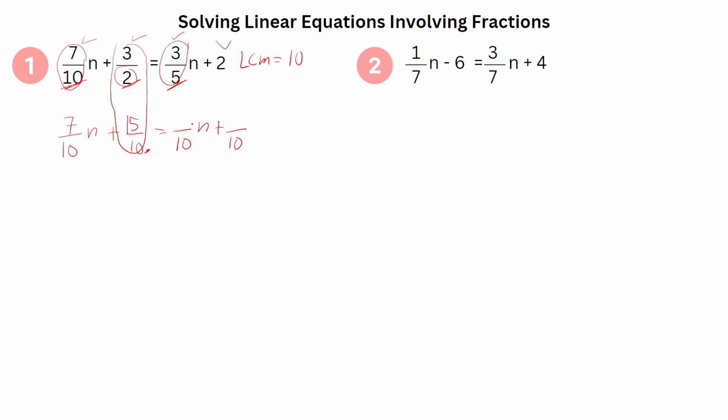15. Next, same thing. 10 divided by 5, that is 2. Times the 3 numerator. 2 times 3 is 6. Now, sir, what about the 2?